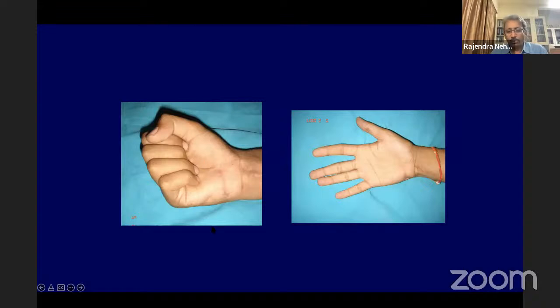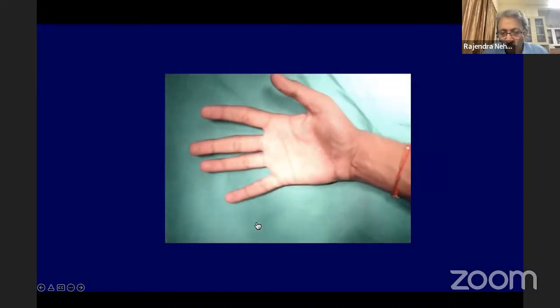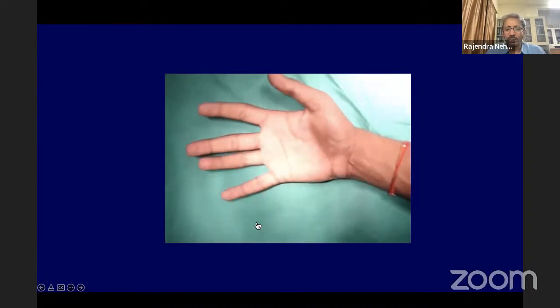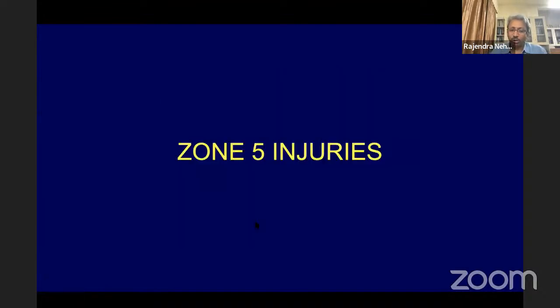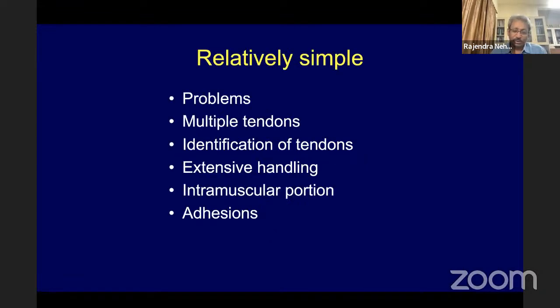So if you are careful, you can always get a good result in such a patient, a complete flexion and complete extension. This is his video. You can see the scar on the ulnar area also. He doesn't have a claw hand. The nerves also are very well repaired. It is relatively simple, but the problem is there are multiple tendons. So sometimes the identification of tendons becomes difficult, but you have to know your anatomy of the flexor tendon very well so that you don't make this mistake. There is extensive handling. In fact, you should handle them very carefully and reduce the handling so that you get a better result.